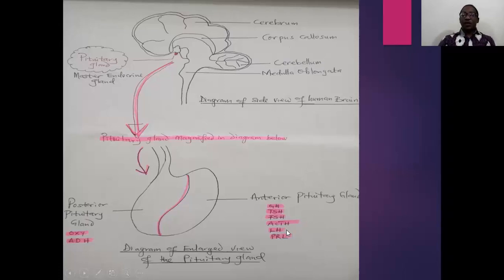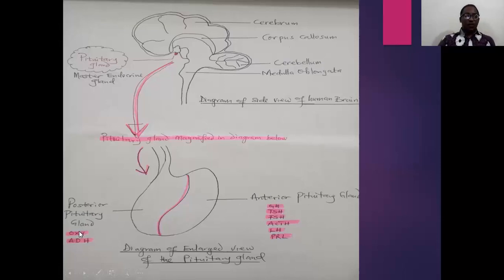Then the LH, known as the luteinizing hormone, stimulates the female ovary to release a ripe egg into the fallopian tube during the process of ovulation in females. Then the PRL, prolactin, stimulates the mammary gland of the woman that is pregnant, a mother, to secrete milk in order to breastfeed her baby during the process of lactation. So these are the functions of the hormones for the anterior pituitary.